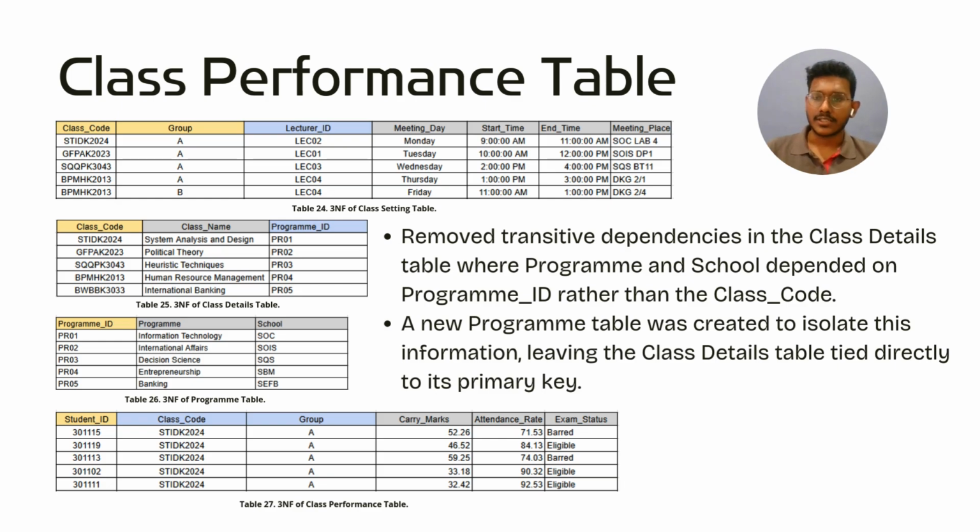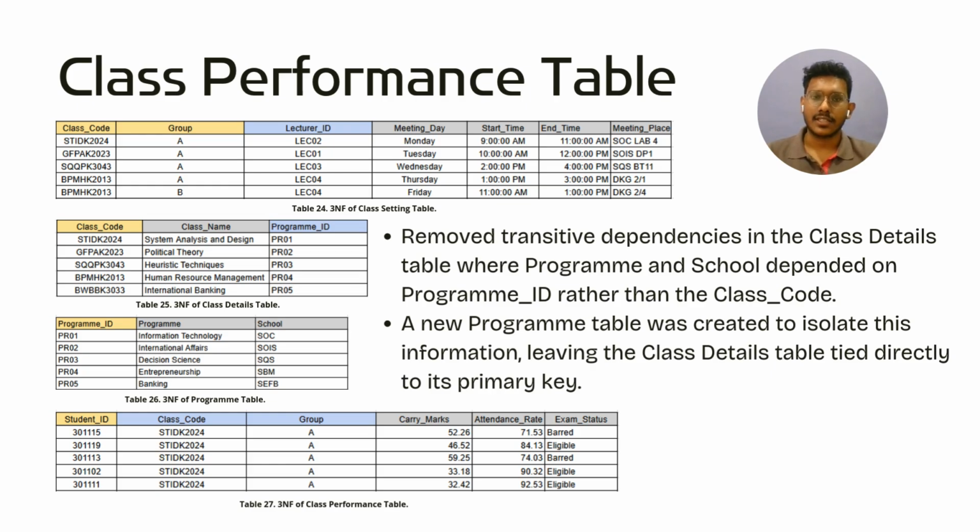Okay, next is the class performance table. Class data was split into three tables to avoid transitive dependencies. And the class setting table stores when and where each class meets, and which lecturer teaches it, and which group, A or B or etc., is attending. So each row is unique by class code plus group, and no non-primary key column depends on another.